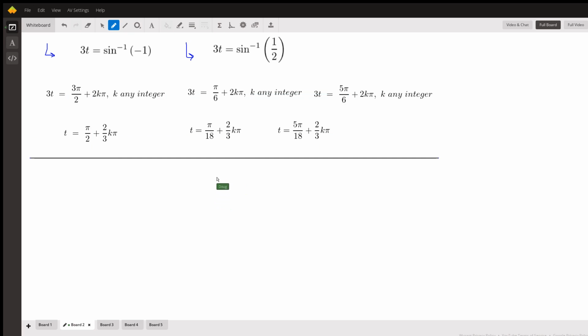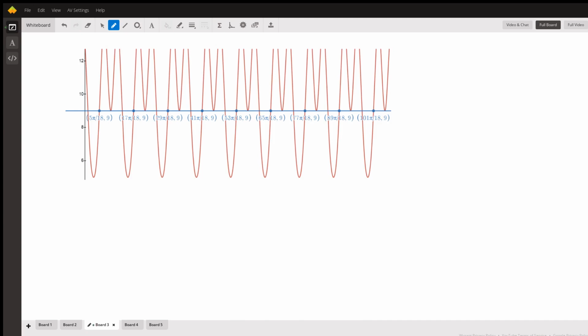Okay, and if I go to boards 3, 4, and 5, you will see the graph. This red line is the graph of the original function. The blue graph is the graph y equals 9. And there's the x values, or the t values, that give a value of 9.